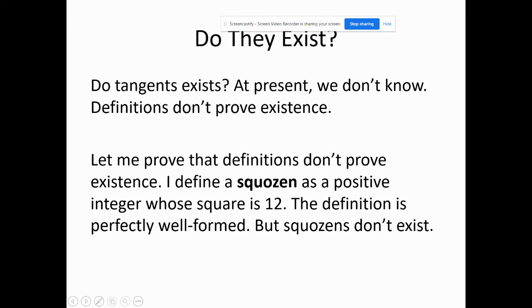Think about that for a moment. A positive integer whose square is 12. First of all, you understand precisely what that means, okay? You would be able to correctly pick out a squozen, if any existed. However, do squozens exist? 3 squared is 9, 4 squared is 16, so no, there cannot be a squozen. But that's a perfectly meaningful definition. It just so happens that it's impossible that there be any squozens.